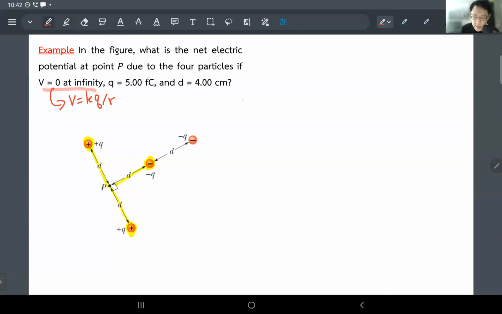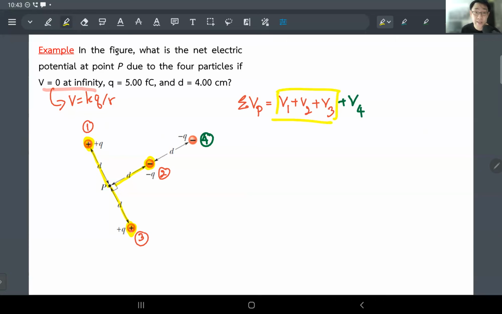So let's do that. The net potential at P is going to be, let me call these 1, 2, and 3, and then we're going to call this number 4. So the net potential will be V from 1, V from 2, V from 3, and then V from 4. That's the whole concept there. But the first three are at the same distance from point P, so we're going to do that all at once. It's going to be K times plus Q from number 1, minus Q from number 2, and plus Q from number 3, divided by the same distance D. It's just like I'm pulling the common factor of K over D out.